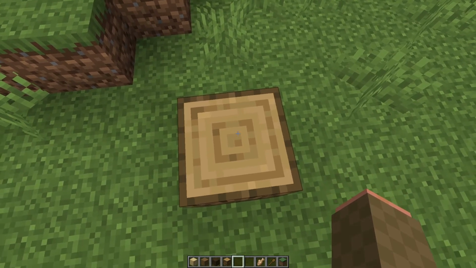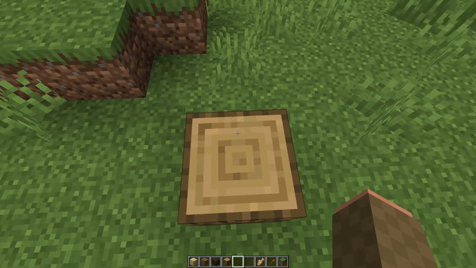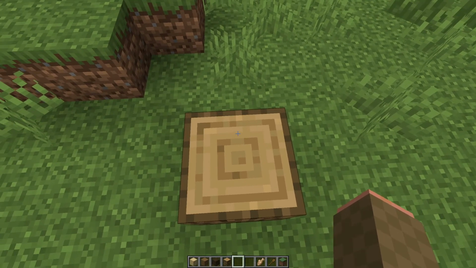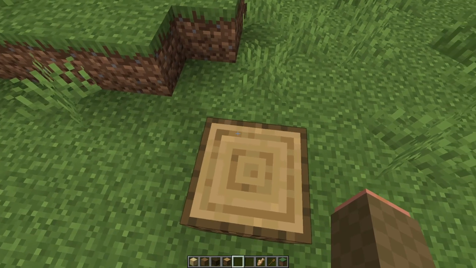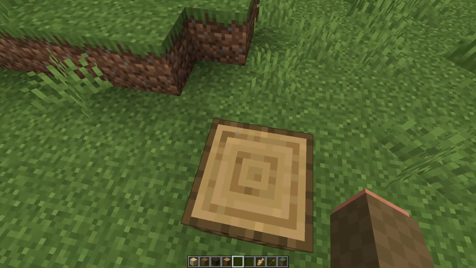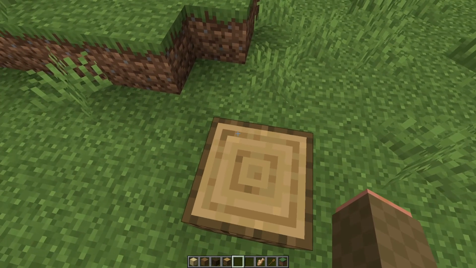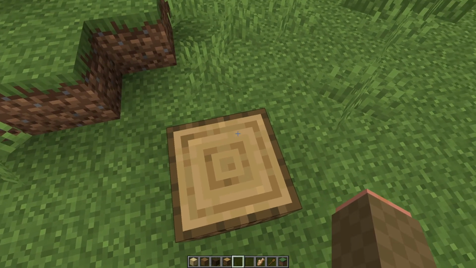Each ring has two parts. The lighter parts correspond to the spring and summer season, when the tree does most of its growth, and the darker rings correspond to the fall and winter, when the tree loses its leaves and hunkers down through the cold winter snows, and thus doesn't grow much.